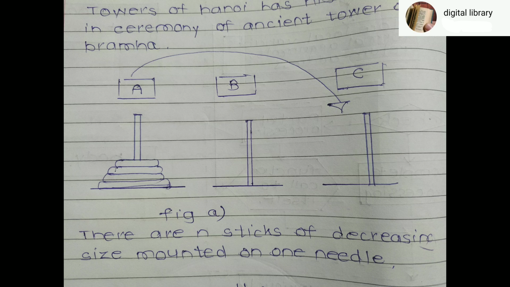In this figure, our aim is to move discs from A to C using needle B as an intermediate. So in this figure A, needle A contains 5 discs and there are no discs on needles B and C. The arrow is indicating the next operation to be performed.